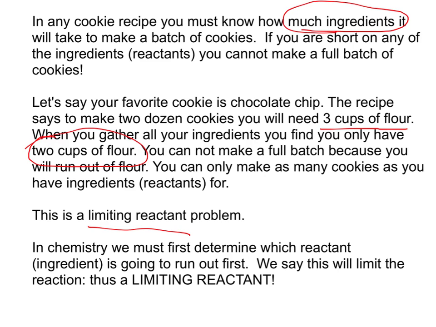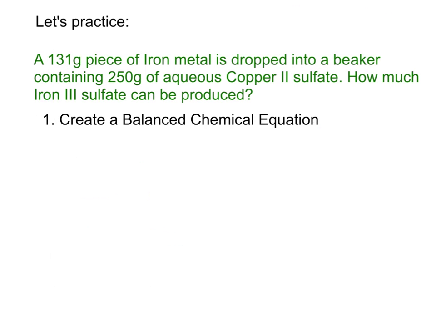In chemistry, we call this a limiting reactant, because just like in a recipe you have ingredients, in chemistry we call those reactants, to be able to make our products. Our products would be just like making these cookies. So in a limiting reactant problem, you'll always be able to tell because you've been given the amount of both ingredients. When you see that, you know you have a limiting reactant problem, and you've got to figure out which one's going to run out first. So here are the steps.